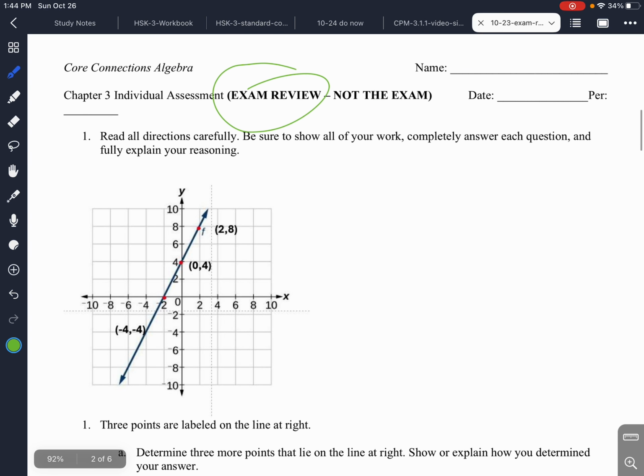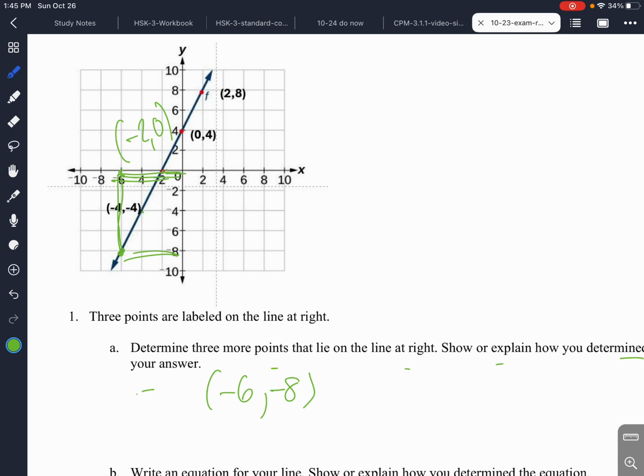So I am at x is -6 and y is -8. Now there aren't too many other points on here. I guess you could have given me this one right here, which would have started at the origin, and I go over to -2. I don't go up or down, so I'm at -2, 0.